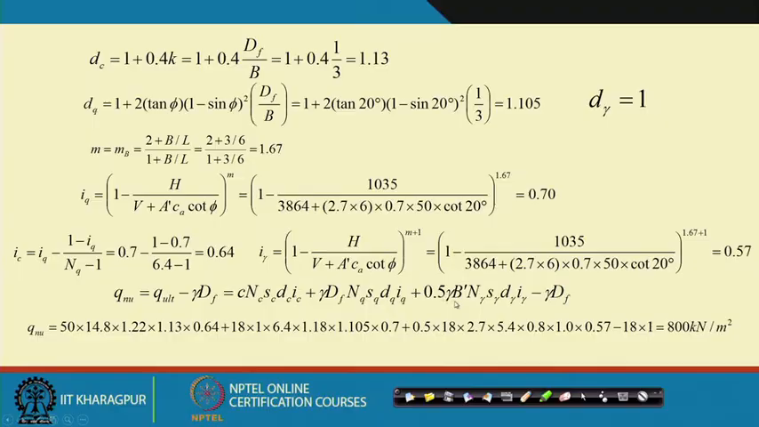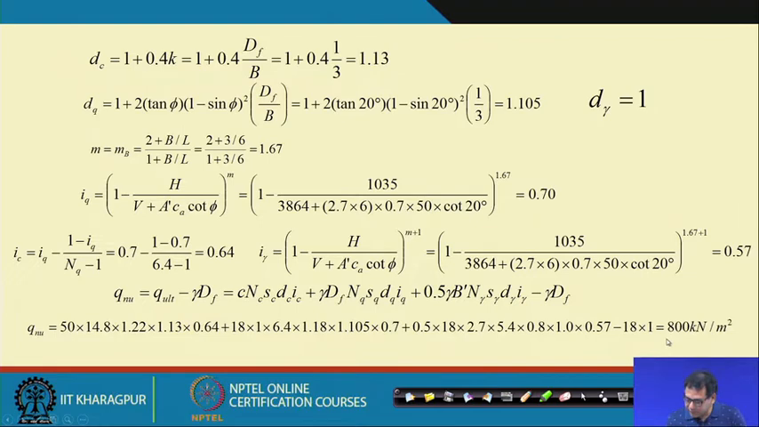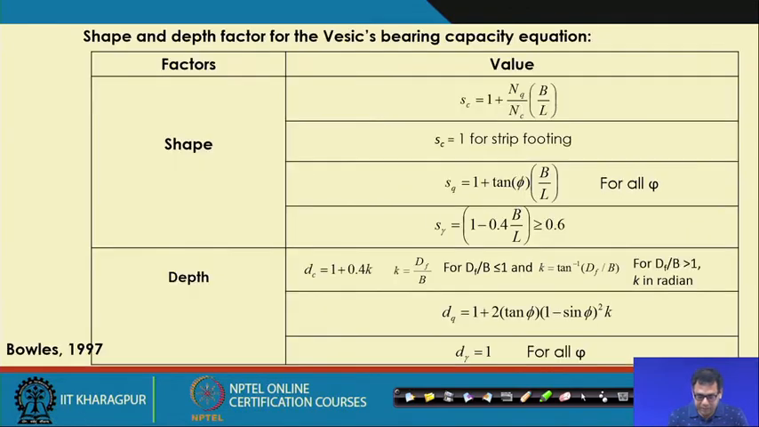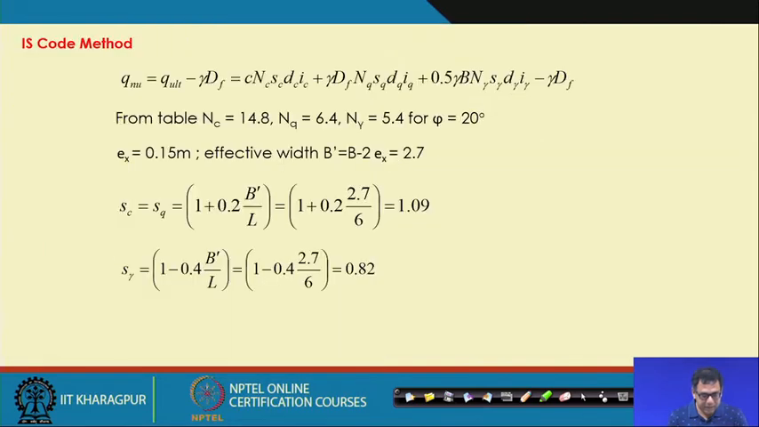When I use the B dash, that is true for all the cases, but when I calculate the correction factors, in those cases we have to use different dimensions in different cases. Ultimately this value is coming out to be 800 kilonewton per meter square. So, the next approach I am considering is the basic bearing capacity factors and the correction factors. And the next approach is the IS code method.